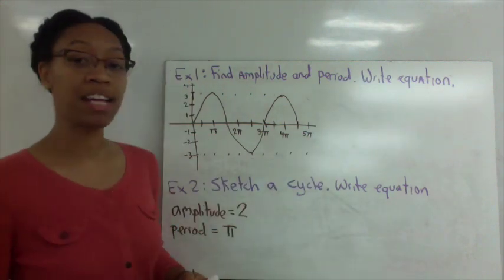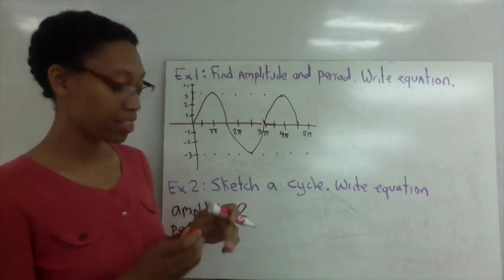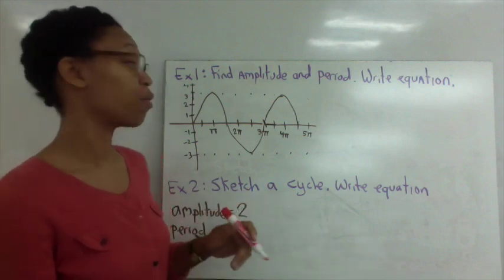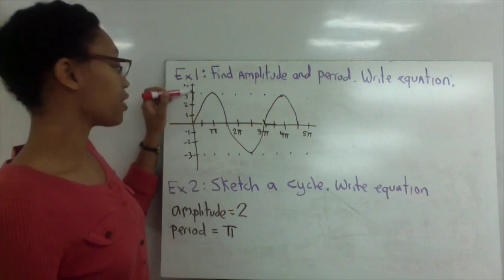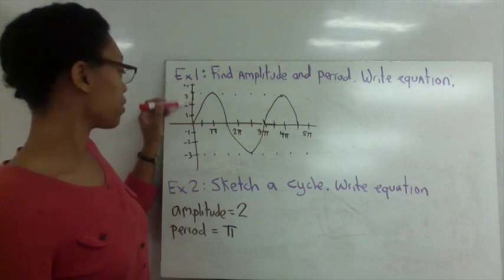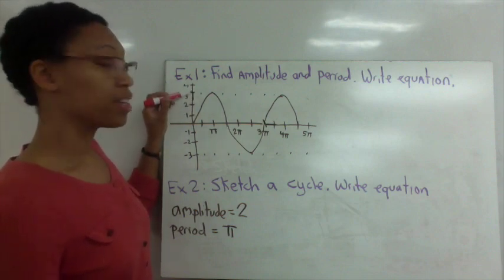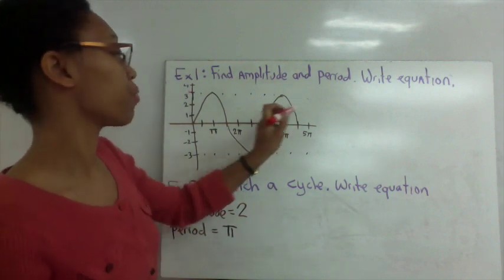So let's find the amplitude first. The amplitude tells us how tall the graph is. How high does it go up? Well, it looks like the graph is going up to about right here. So this is 1, 2, 3. So it looks like my amplitude is 3.